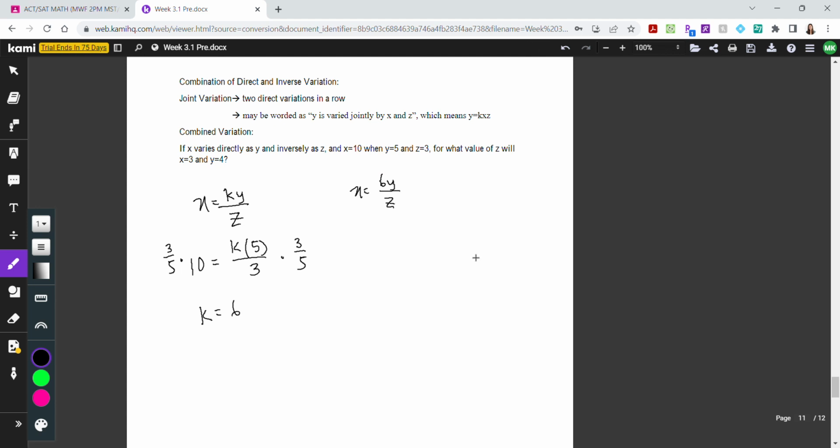I want to find what z is, so I'm going to plug in 3 for x, and 4 for y, and z stays at the bottom. So it's going to be 3 equals 6 times 4 divided by z. All right. Multiply both sides by z. It's going to give us 3z equals 24. I want z by itself, so divide everything by 3. So z equals 8. And that will be the answer. All right. If you have any questions about this, bring it to your deep dive lesson.